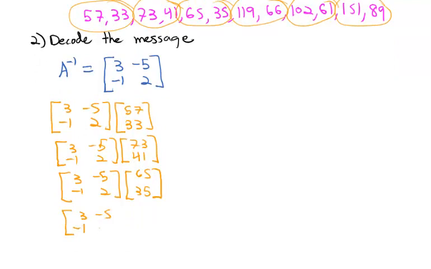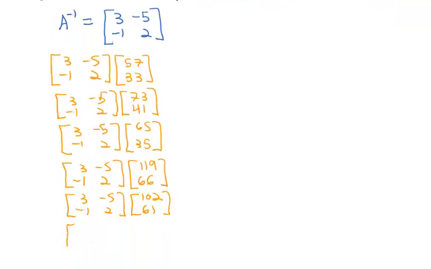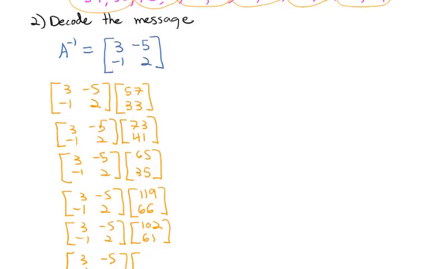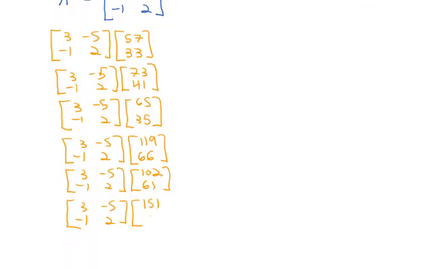3, -5, -1, 2 times 119, 66. 3, -5, -1, 2 times 102, 61. And finally, 3, -5, -1, 2 times, the last one was 151, 89.